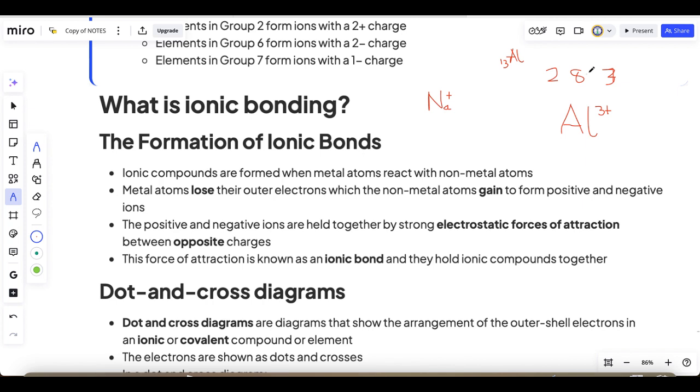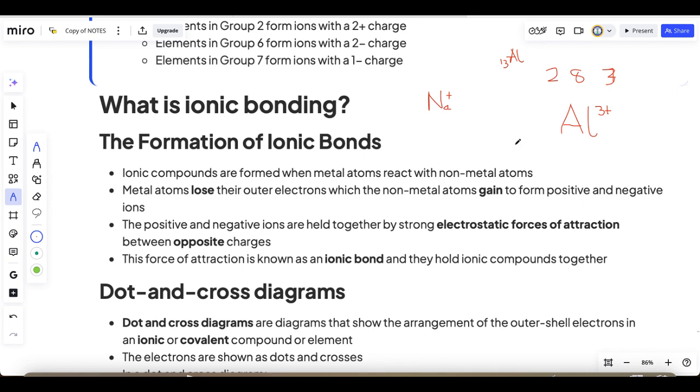The number of electrons in your outermost shell determines your group in the periodic table. In the case of sodium, it has 1 here, so sodium will be in group 1 in the periodic table. Magnesium has 2, you'll be in group 2. Aluminium has 3 in the outermost shell, you'll be in group 3. Silicon has 4 here, you'll be in group 4. Okay? So on and so forth.